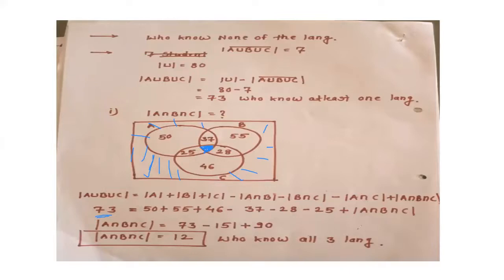And here we have to find out this value, that is A intersection B intersection C. So A intersection B intersection C is equal to 73 minus 151 plus 90. So A intersection B intersection C equals 12. So those who know all three languages is equal to 12.